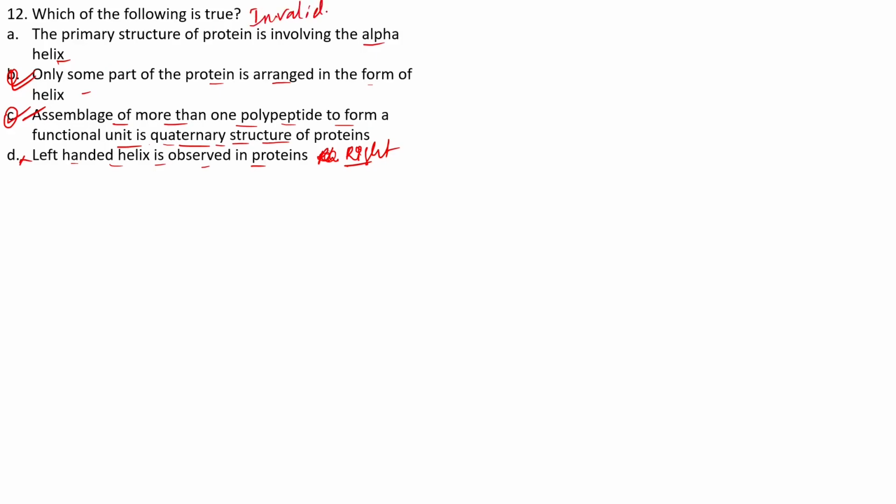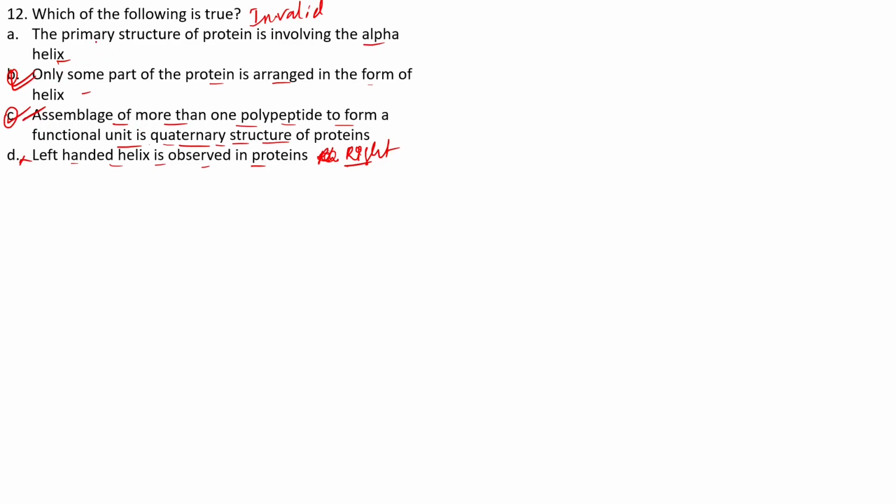This question would have been valid only if we had said that all parts of the protein could form the helix. Then the B statement would have been wrong, and the C statement would have been the true statement. Similarly, assemblage of more than one polypeptide to form a functional unit is called quaternary. Instead of quaternary, we could have said tertiary or something like that. Otherwise, we can say that the C statement is wrong, and the remaining statement, the B statement, is true.